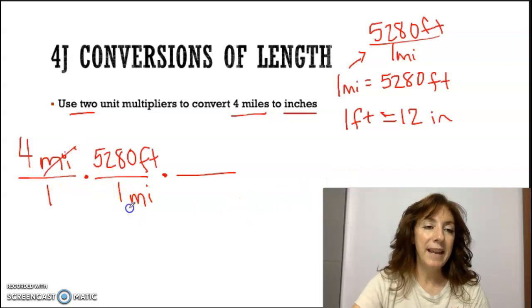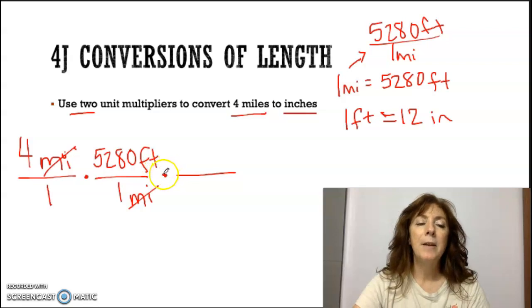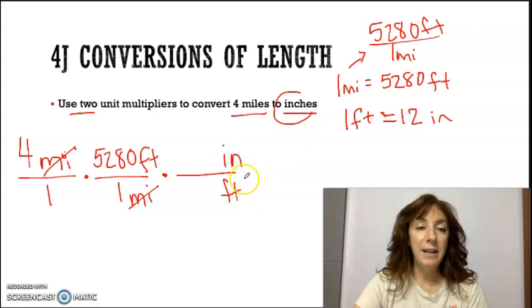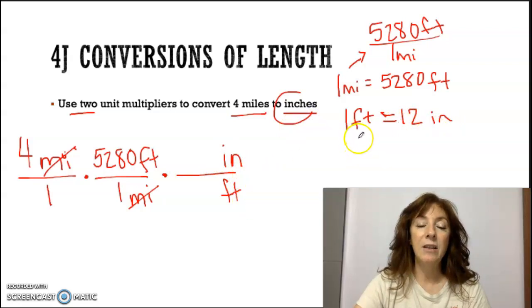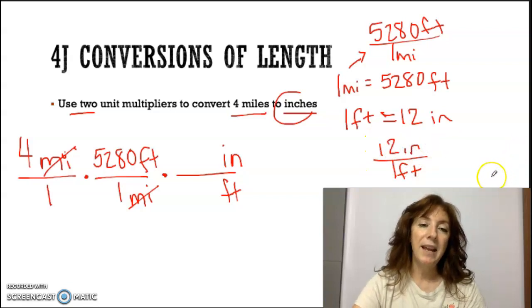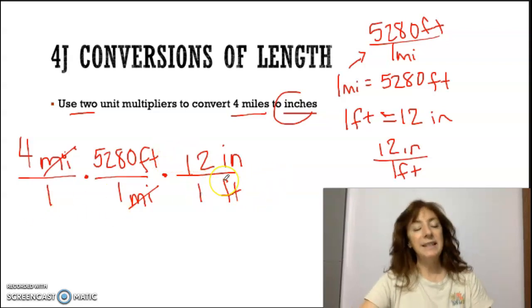Now my miles cancels and I have feet, but I don't want feet, I want inches. So I need to find something that has feet in the bottom, what I want to get rid of, and what I want to find in the top. Well, I know something between feet and inches. I know that 1 foot is 12 inches. And if I want feet in the bottom, to get rid of it, I can put 12 inches in the top, and that's my unit multiplier.